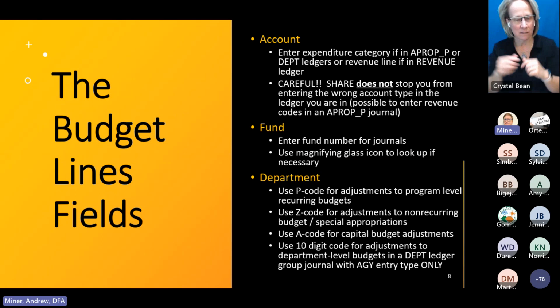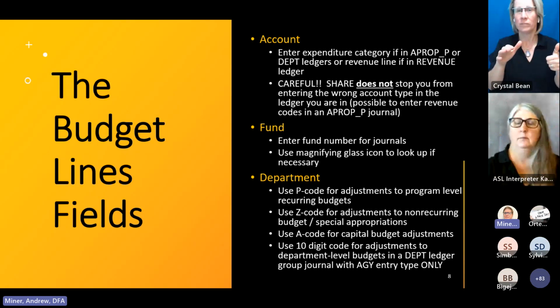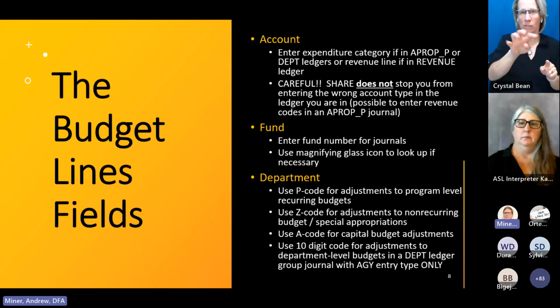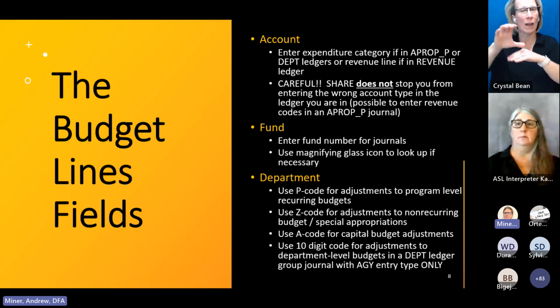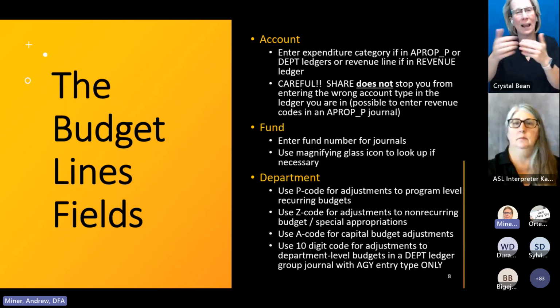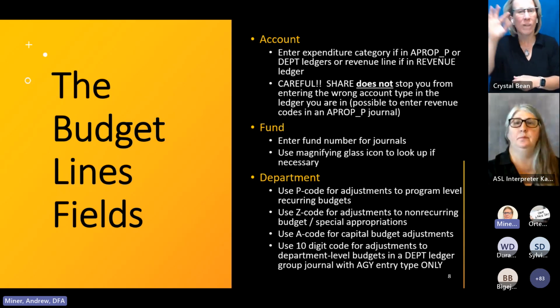So the first field on the line page is the account. This is going to depend on whether you're in the appropriation or revenue side of your budget. So you're going to enter your expenditure category, 200s, 300s, 400s, or 500s if you're doing something in the approp or the department ledger, okay? Or the revenue line if it's in the revenue ledger. By revenue line, I mean whatever the correct code is, for example, 499105 for general fund or 451903 for federal grants, something like that.